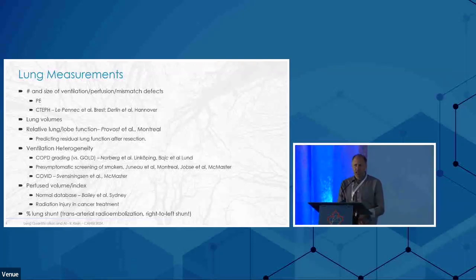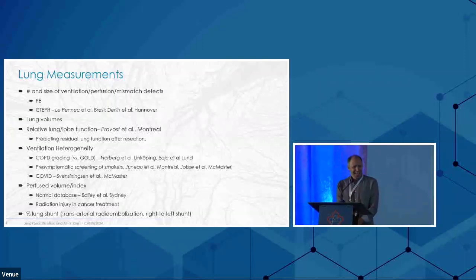So there's many kinds of lung measurements I could think of. I'm sure this list is probably not complete, but we could look at things like the number and size of ventilation perfusion mismatch defects, some of the stuff that we've seen discussed earlier, lung volumes, measurements out of CT, which we'll talk about a little bit today. We'll talk about relative lung lobe function.